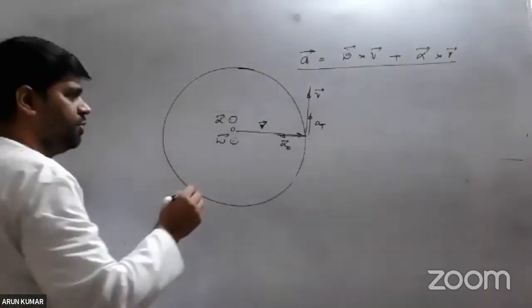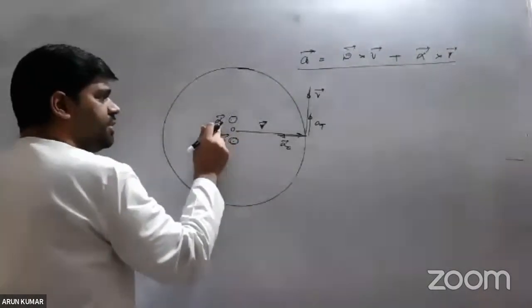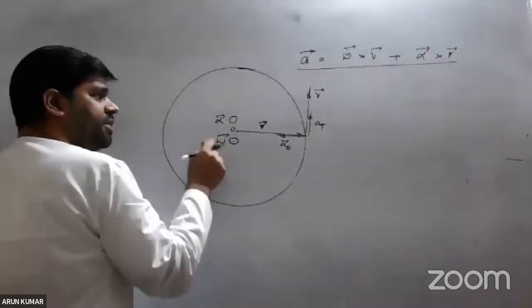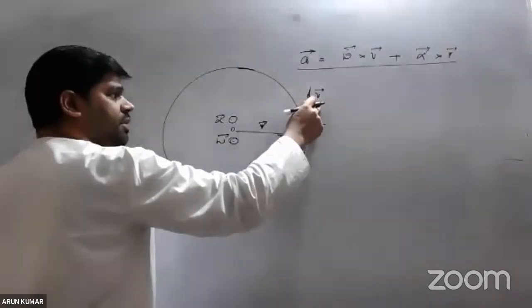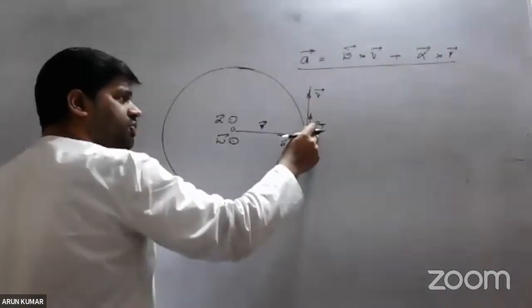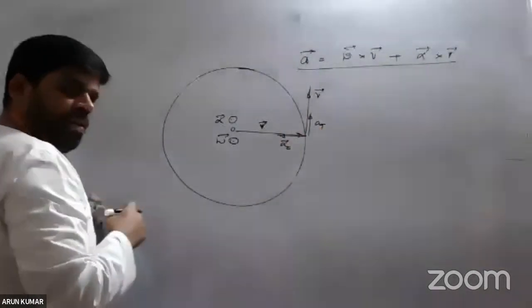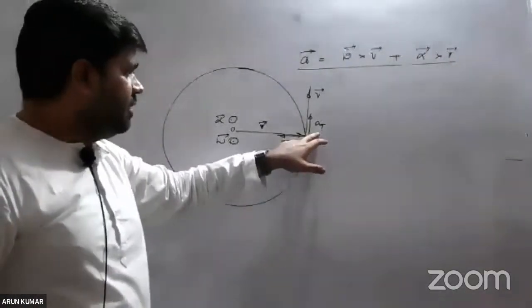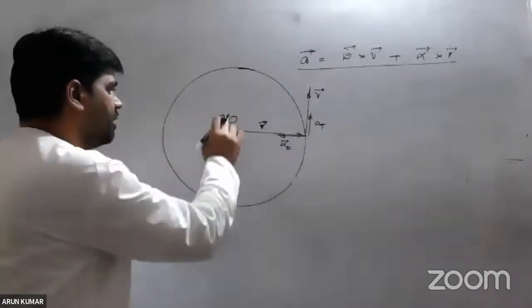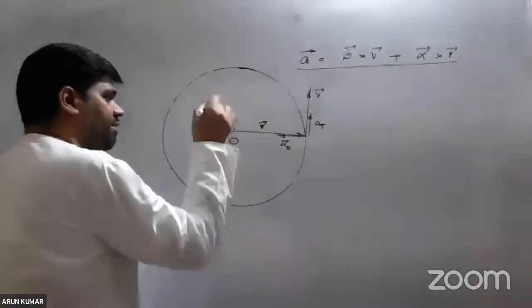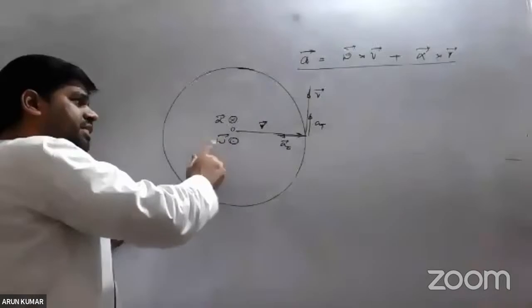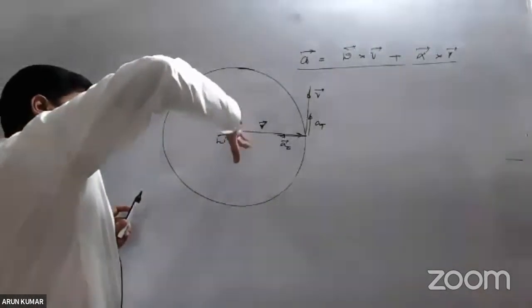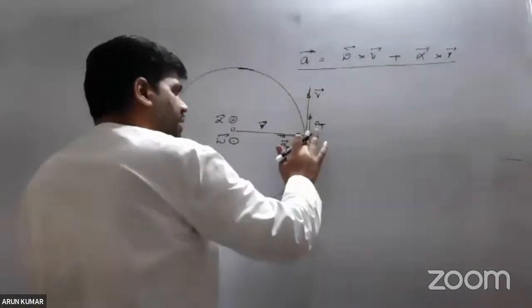Now look at the students. I told you if omega is increasing, alpha is out of the plane. If omega is increasing, what happens to v? It increases. That means AT should be parallel to v. I repeat: let's say alpha is into the plane. If alpha is into the plane, omega is decreasing. Alpha cross r, AT is now downward.